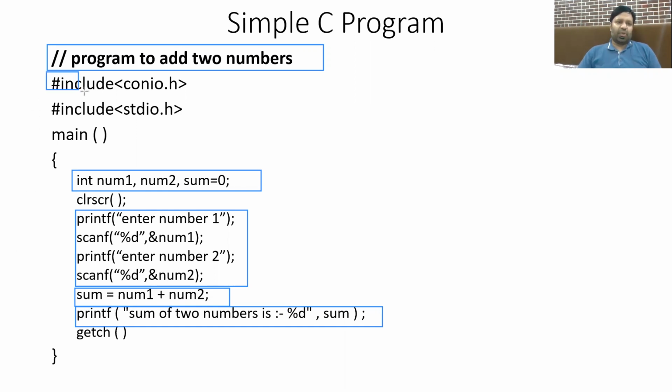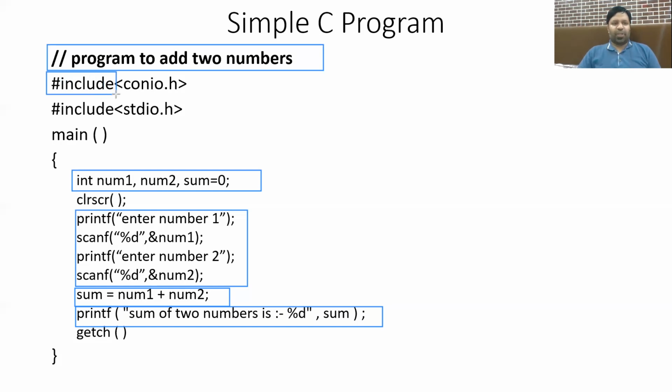#include is called a preprocessor. We have 3 or 4 types of preprocessors, but for the time being, we are only concerned with this preprocessor. Please note down that only the hash symbol is called a preprocessor. Which type of preprocessor is it? File inclusion. That is why the name is include.